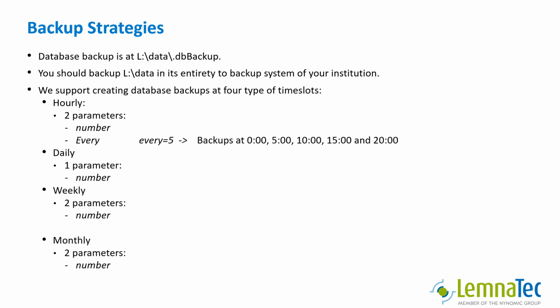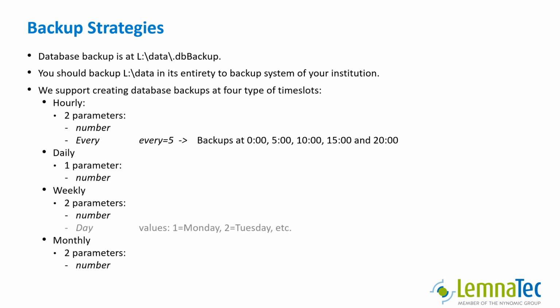Hourly has the every parameter. It defines how often a backup shall be done. For instance, every equal 5 will create a backup if the current hour is divisible by 5. In other words, at 0, 500, 1000, 1500, and 2000 hours.